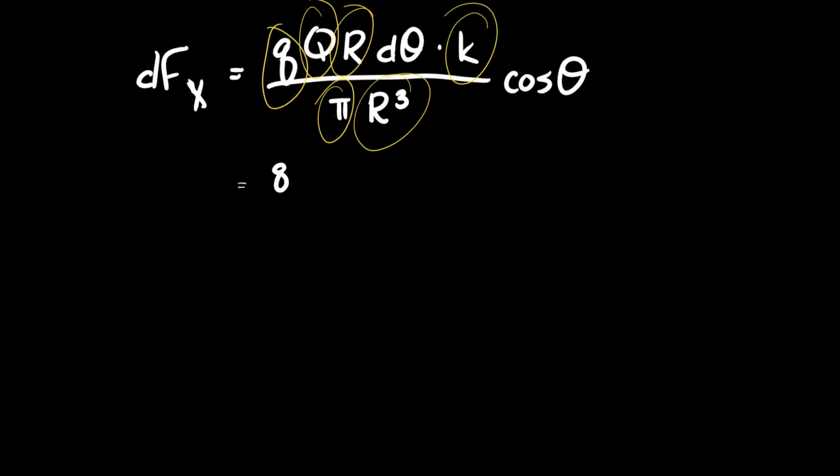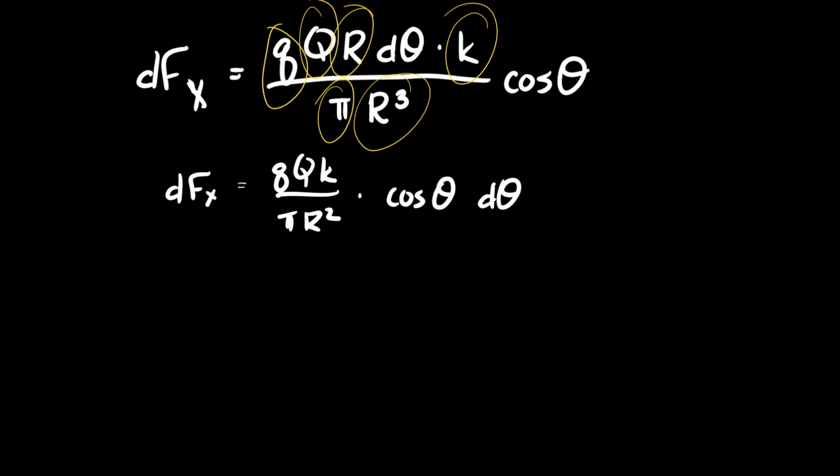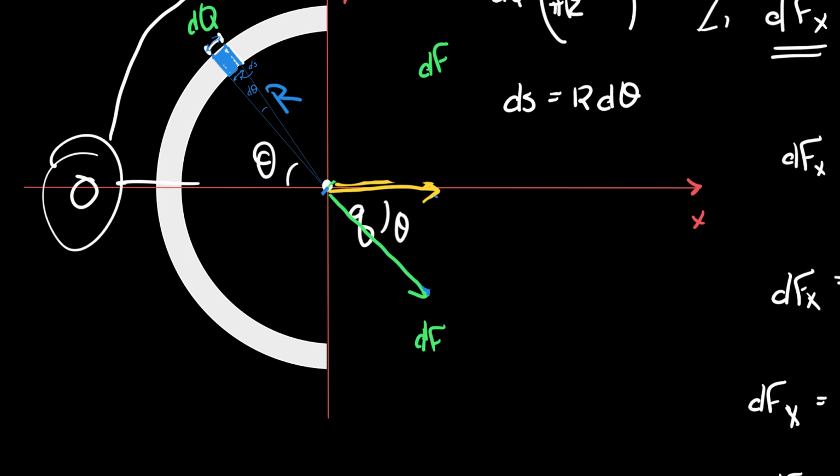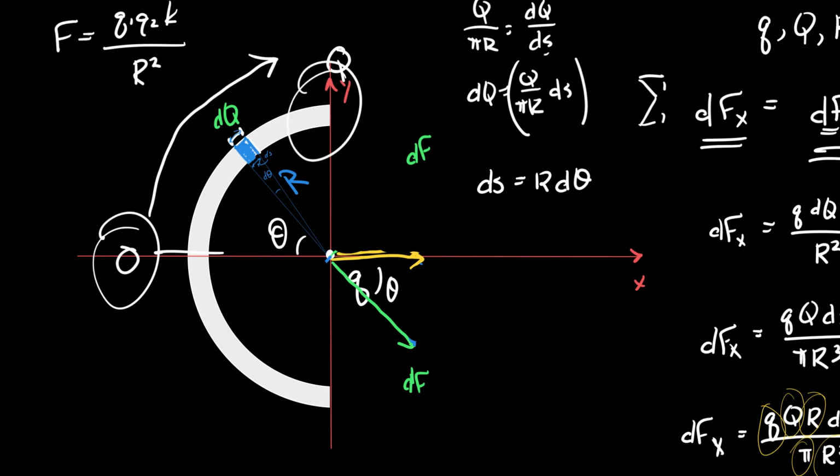So Q, K over pi r squared. I just canceled the 1 r from the top and bottom. So we're just left with cosine theta d theta. Now, if you think about it for just a minute, theta starts at 0 and ends here. What's here? Pi over 2. So we're going to integrate from 0 to pi over 2, and we're going to multiply that by 2.